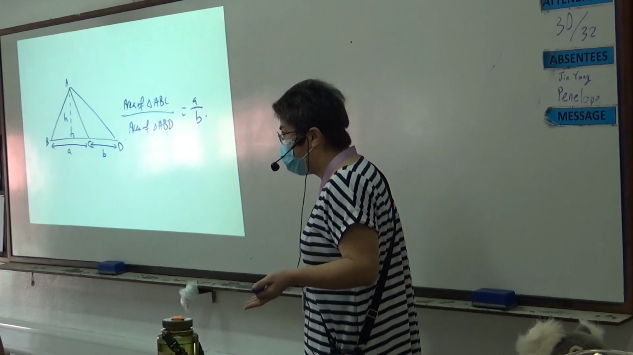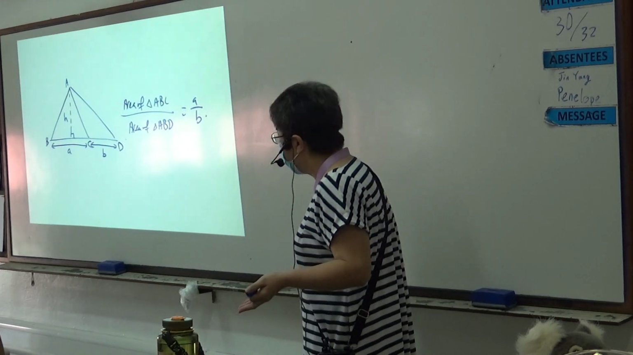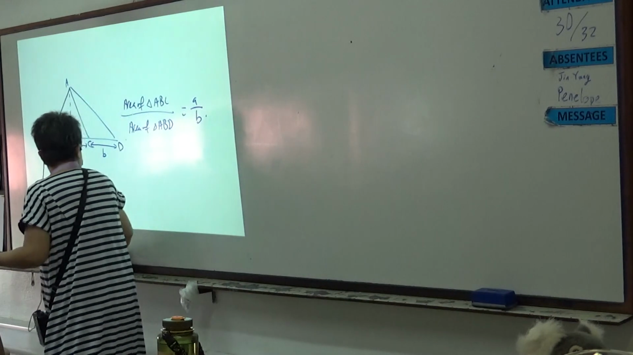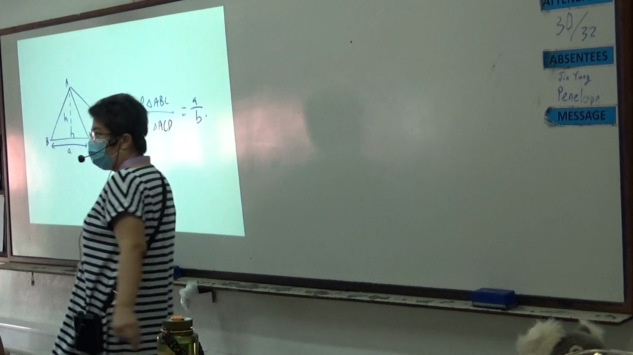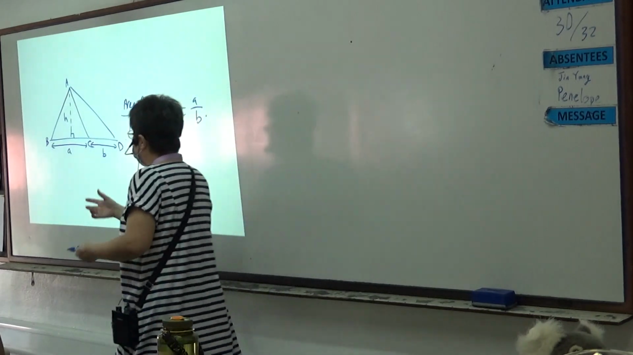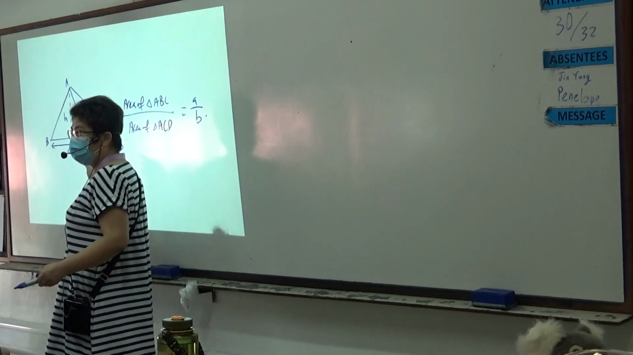Actually, I made a mistake already. It should not be angle ABD. It should be angle what? ACD. Can you see this triangle and this triangle?